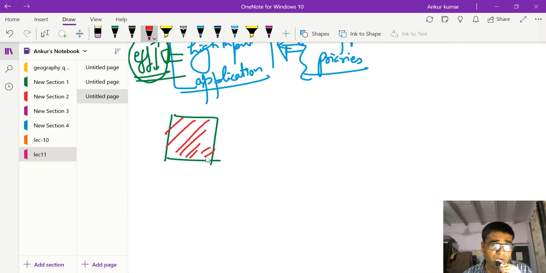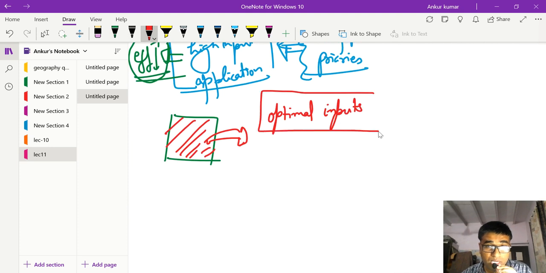This is a particular patta of land. Now, how much agriculture activity can this land support with optimal inputs? You cultivate this land with these optimal inputs, and with the help of these optimal inputs, what you will get is the optimal productivity.